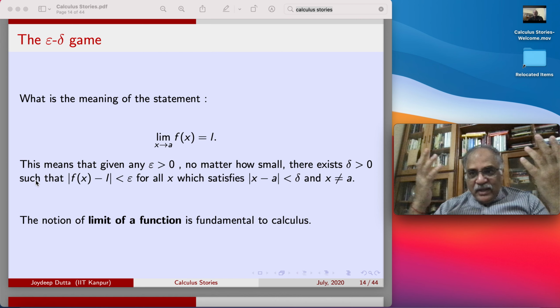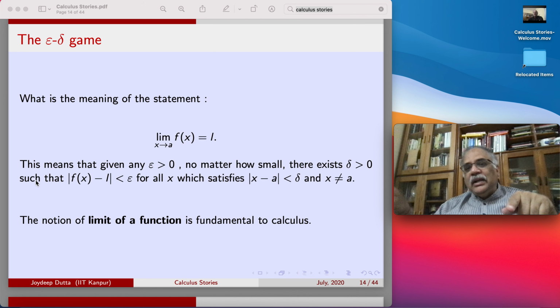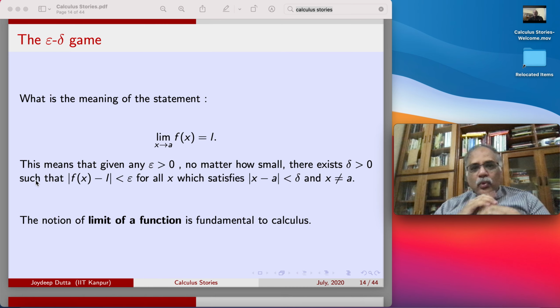It means that given epsilon greater than 0, no matter how small, I will always be able to find a delta greater than 0 such that |f(x) minus L|, this distance, would always be less than your chosen epsilon whenever x is within that delta radius, delta range of a. That is, x is in the open interval (a minus delta, a plus delta).